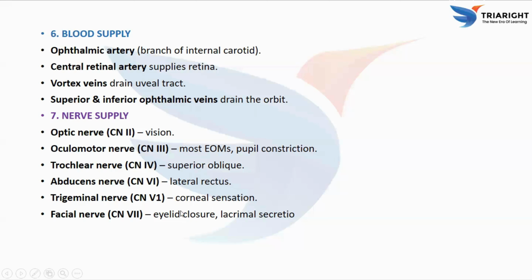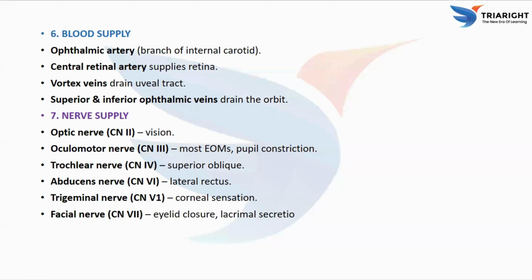And then the next one is the sixth cranial nerve, the abducens nerve. This moves the eye laterally, in the lateral direction, which is the movement called abduction. So what happens when one suffers from sixth cranial nerve palsy? The eye cannot move laterally. It results in horizontal diplopia.